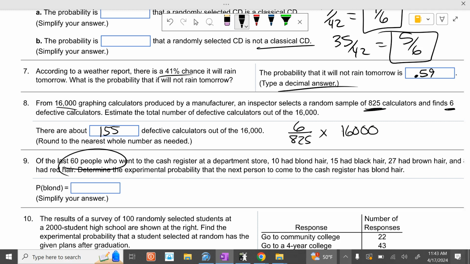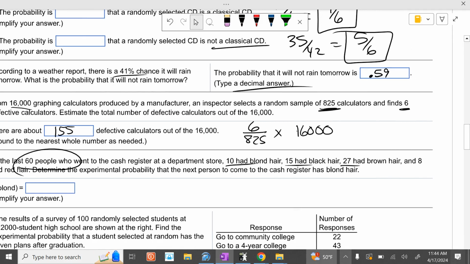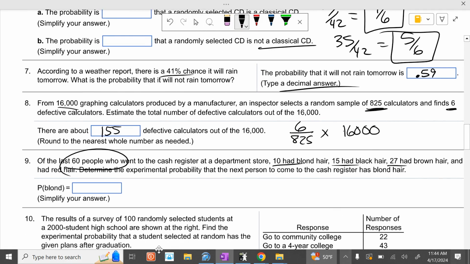Out of the last 60 people who went through the cash register at a department store, 10 were blondes, 15 were black hair, 27 were brown hair, and 8 had red hair. Probability of being a blonde is 10 out of 60, which is 1/6.